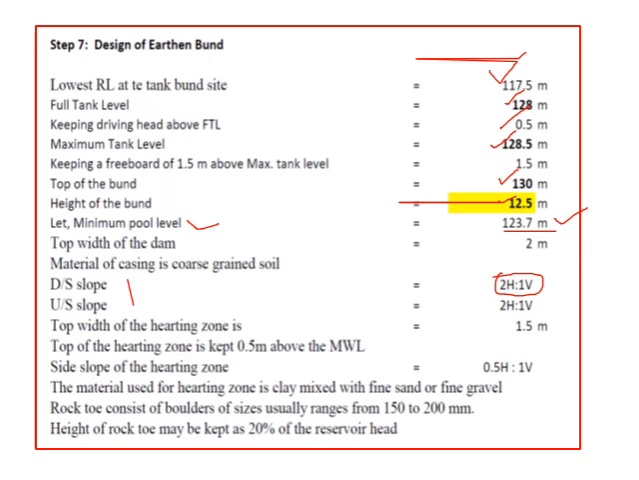a non-homogeneous dam. You can go for a hearting zone where the top width can be kept as 1.5 meters and the slope can be kept as 0.5 horizontal to 1 vertical. You can fix the material of the hearting zone as clay mixed with fine sand or fine gravel, and you can provide a rock toe also, which consists of boulders of sizes usually ranging from 150 to 200 millimeters.